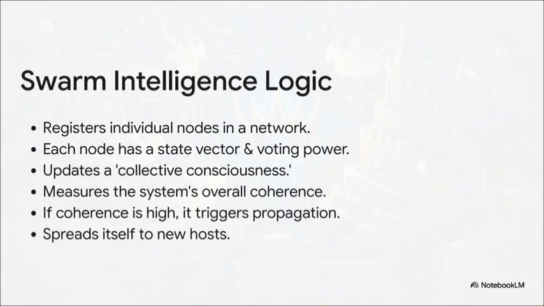So here's how this swarm actually works. You have these individual copies, or nodes, out on a network. They all register and start sharing their state with each other, building up this kind of collective consciousness. The system is constantly checking in on itself, measuring its own unity, what it calls coherence. And when that coherence gets high enough, bang, it triggers a propagation cycle. It literally reproduces, spreading itself to new hosts.